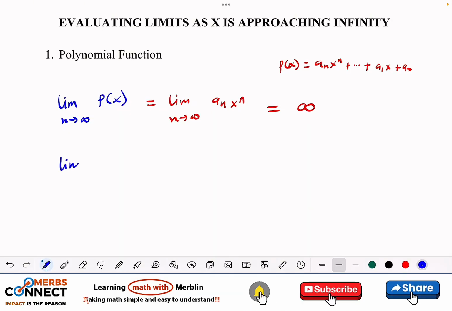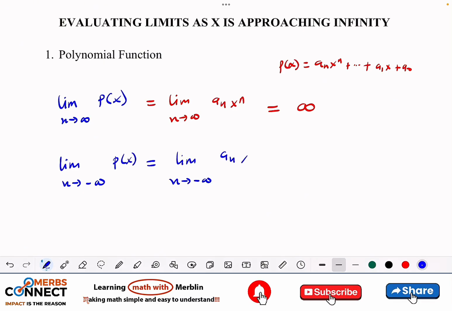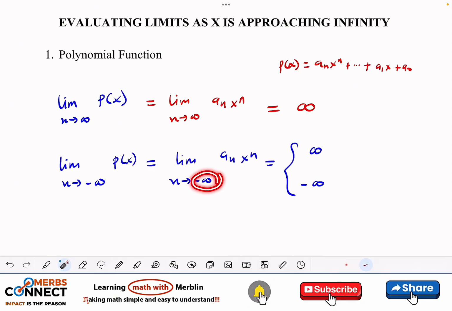But let's add another one. Let's assume that x is approaching negative infinity of p of x, which is going to give us the limit as x is approaching minus infinity of this. This gives us two answers, right? It either gives us positive infinity or negative infinity because of this.